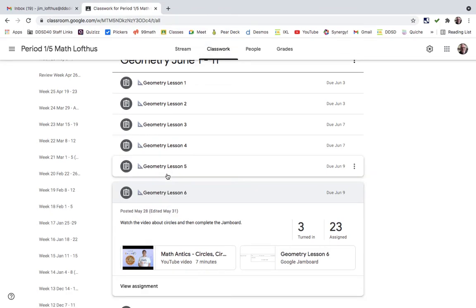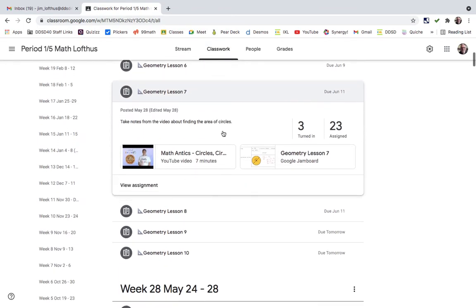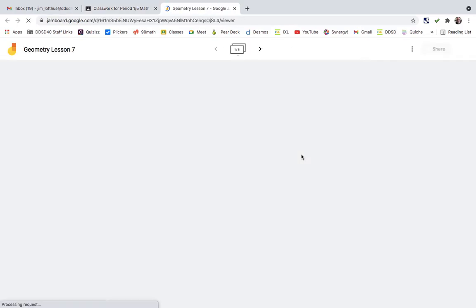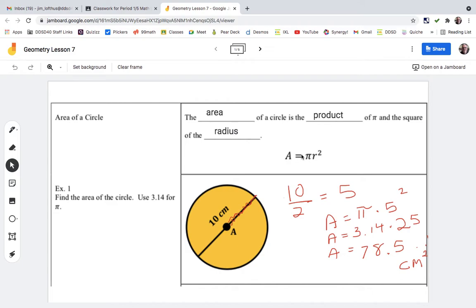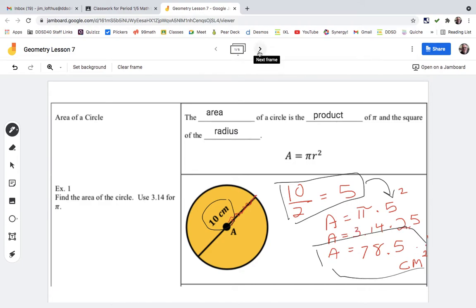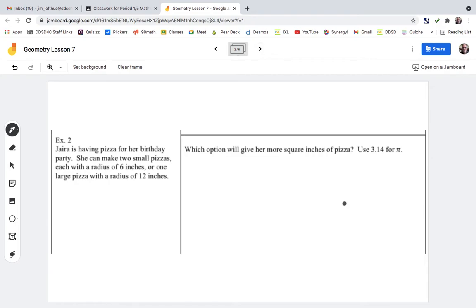Here's Geometry Lesson 7. So the area of a circle is the product of pi and the square of the radius, so it's pi r squared. So if we're given the diameter, like in this case, that's the diameter. We have to cut that in half right here and then square it. And the answer on this one was 78.5 square centimeters.